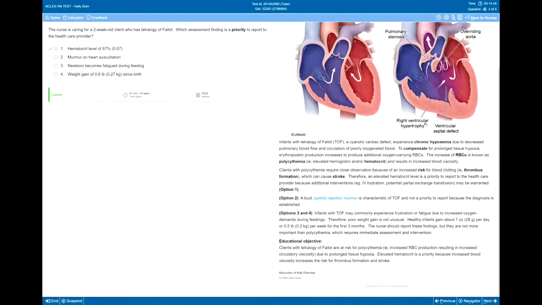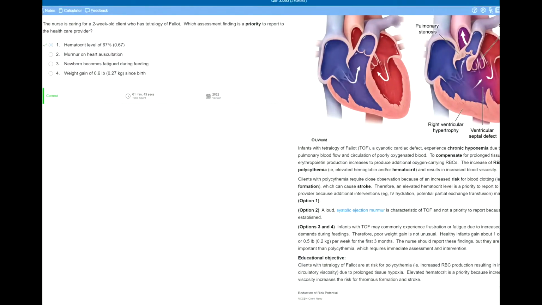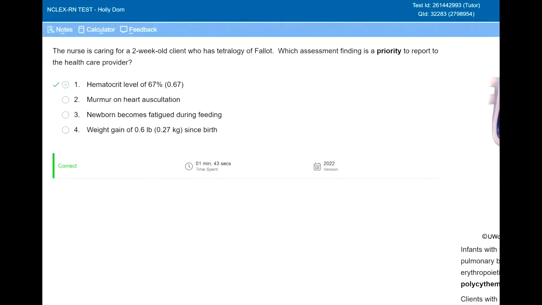So I'm going to go back and look at our options here and why we picked what we picked. First, we've got our elevated hematocrit. I'm going to zoom back in so you can see these while I go over them. This means we have more red blood cells than normal. The second is that when we're listening to the infant's heart with our stethoscope, we are hearing an extra sound that would not be heard in a heart that does not have TET.